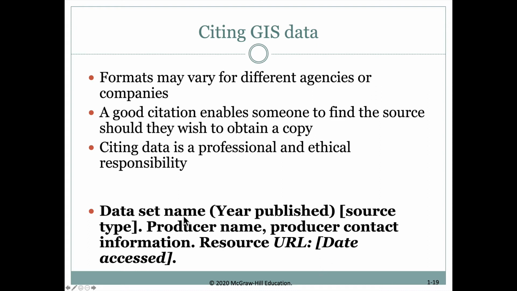So when you cite the data, be sure to put in the name of the data set, if possible, the year that it was published, and the source type from which the data was derived, if that's available. What typically is available is who produced that data, if you have contact information for the people that produced that data, and then if you can put in a resource URL where the reader can either download or at least access the organization that produced the data so that they can find out more about that.